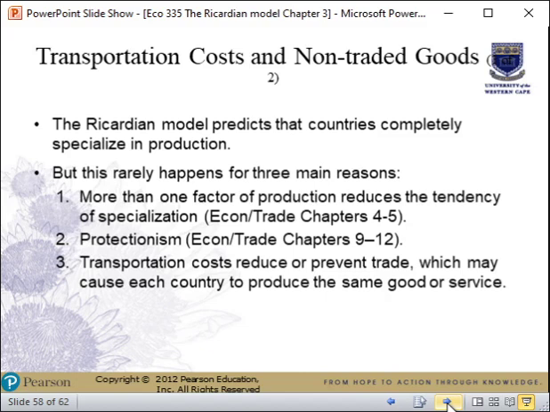Firstly, more than one factor of production reduces the tendency of specialization. Two, protectionism in domestic industries. Three, transportation costs reduce or prevent trade, which may cause each country to produce the same goods or services.